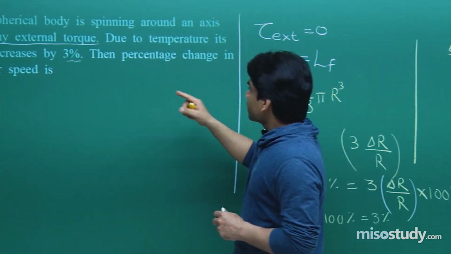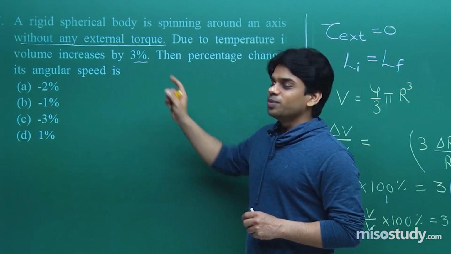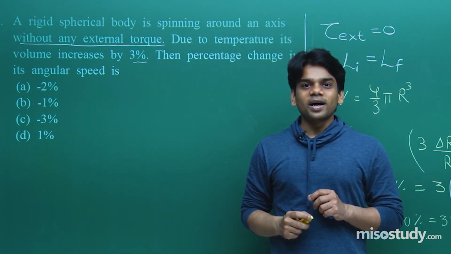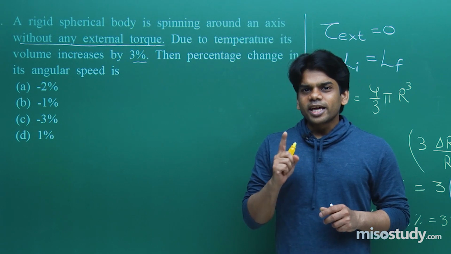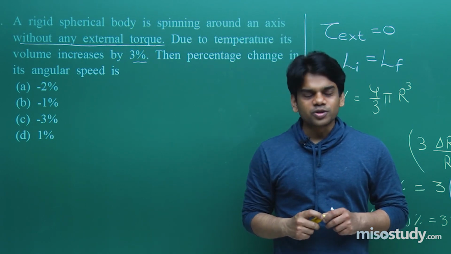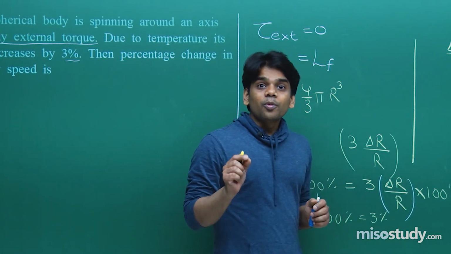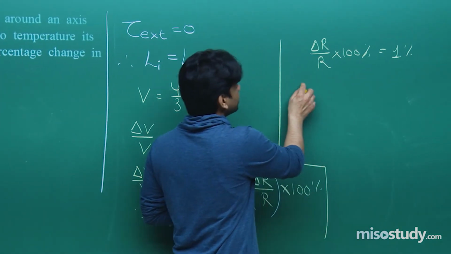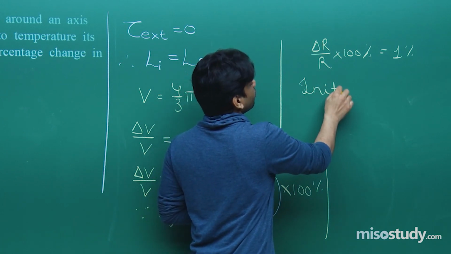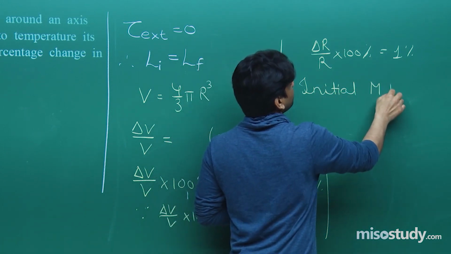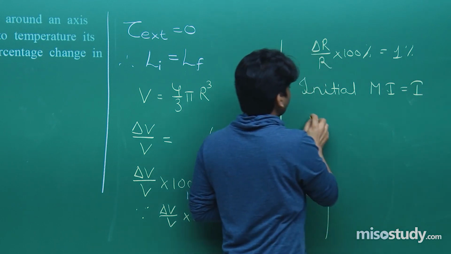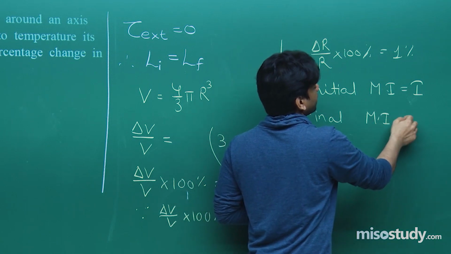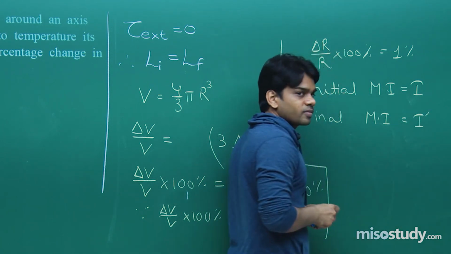Next statement, the percentage change in its angular speed. We have to conserve the angular momentum. Now comes the main part. Angular momentum is I into omega. Let's use it. Now the moment of inertia will change, quite obvious. So first of all, let's express the initial moment of inertia with I, and the final moment of inertia with I dash.